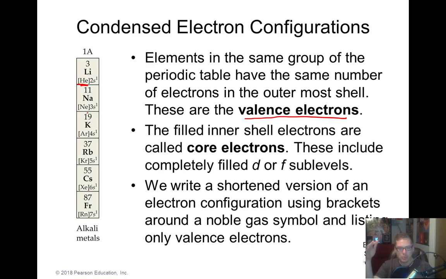The reason this is important is twofold. Number one, it's way easier because we just have to write out bracket noble gas, that's easy. And number two, it allows us to focus on the valence electrons. And the valence electrons are where the magic happens. That's where bonding occurs, that's where the atom is going to lose or gain electrons, and so on and so forth. So that's why keeping track of the valence electrons is so important.